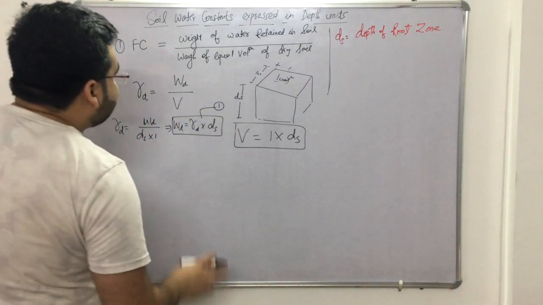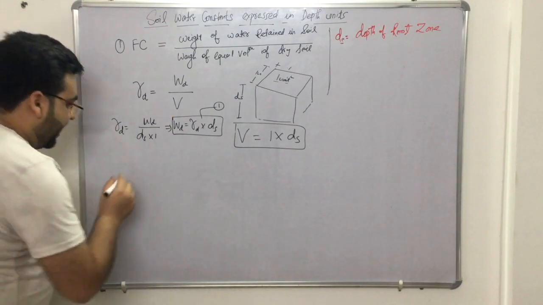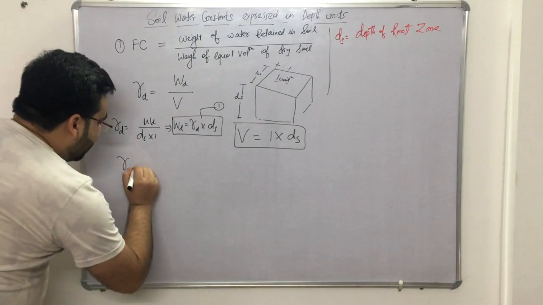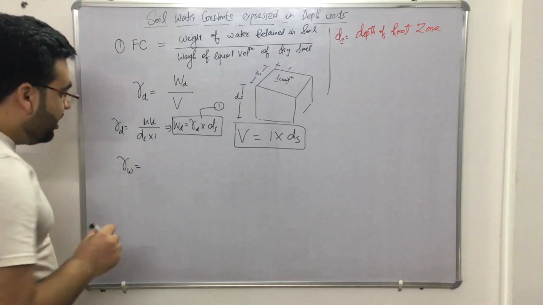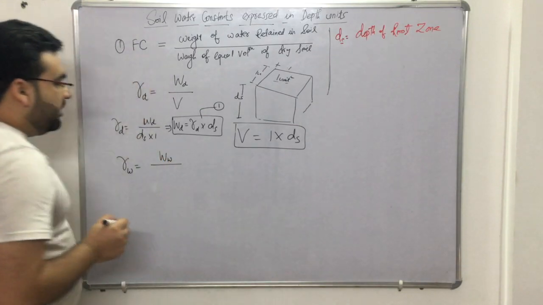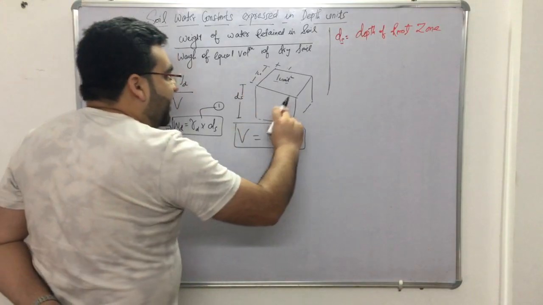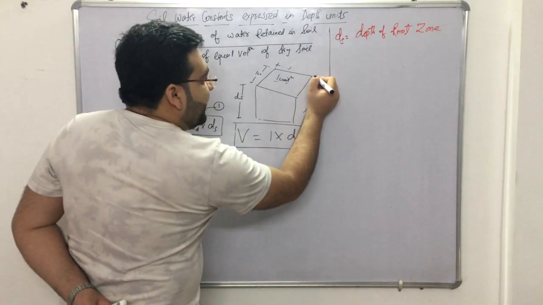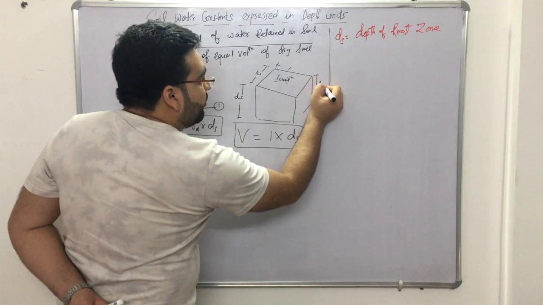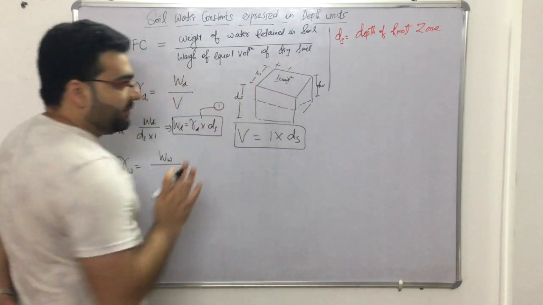Now let us come to equation number 2. I also know that gamma W, the weight density of water, is given by weight of water divided by the volume of water. Let us say that in the particular soil sample the depth of water is dW, that is, up to dW depth this soil sample has water. Clear?